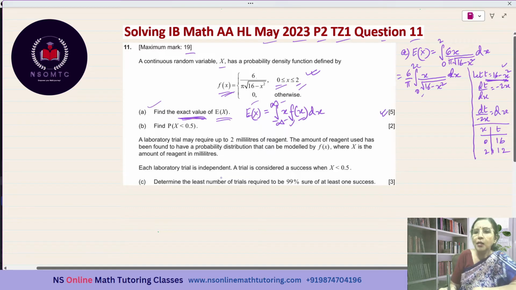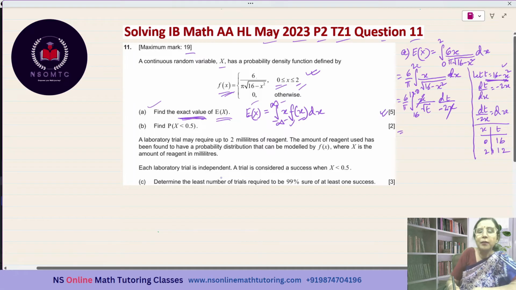So this should be equal to 6 over pi, and the lower limit will be 16, the upper limit will be 12, and it is x over root t, and in place of dx, it is dt over negative 2x. And these two x's will get cancelled. So I can take out this 2, that means I'm taking out the half because 2 is in the denominator. And we are seeing there is this negative sign.